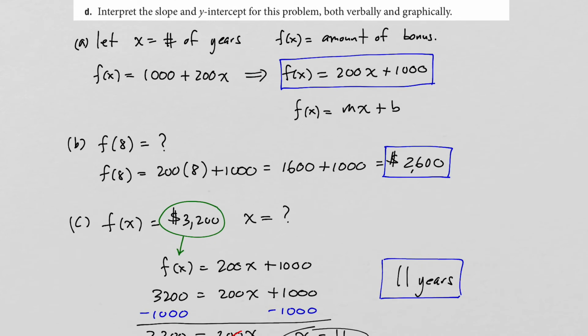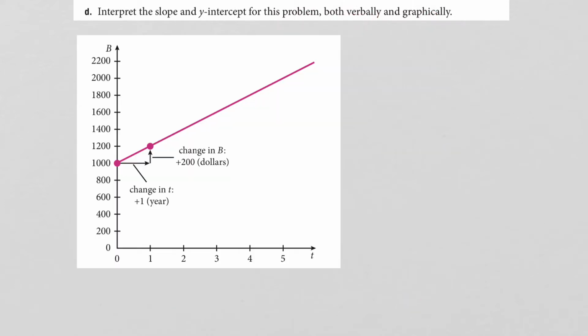And the last part says, interpret the slope and the y-intercept for this problem, both verbally and graphically. So for this, I've brought in a graph of what this function will look like. So here we have the y-intercept, which is 1,000, and the slope is 200. So that means every 1 year that she works, her bonus will increase by $200. So after 1 year, we have a bonus of $1,200, etc.